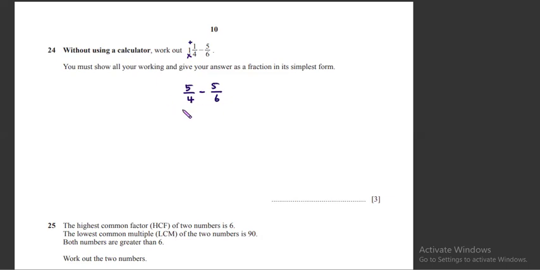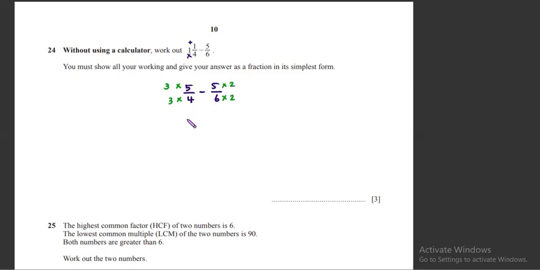When we add or subtract fractions, it's important that the denominators are the same. We have 4 and 6. Both 4 and 6 are in the 12 times table. Or we say that 12 is the lowest common multiple of 4 and 6. So we need to make this into 12 by multiplying by a 3. I can do the same thing to this. Multiply this by a 2 times this by a 2.